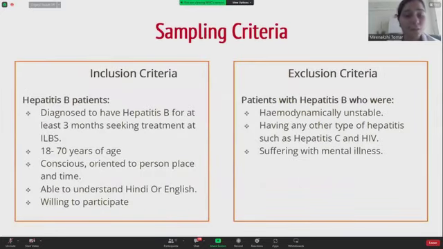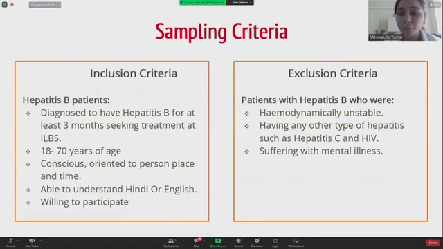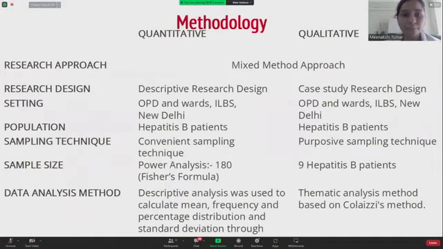Sampling criteria. In the inclusion criteria, hepatitis B patients who were diagnosed with hepatitis B for at least 3 months, seeking treatment at ILBS, in the age group between 18 to 70 years, conscious and oriented to person, place and time, able to understand Hindi or English, and willing to participate. For the exclusion criteria, patients with hepatitis B who were hemodynamically unstable, who had another type of hepatitis such as hepatitis C, or HIV, and those suffering from mental illness.